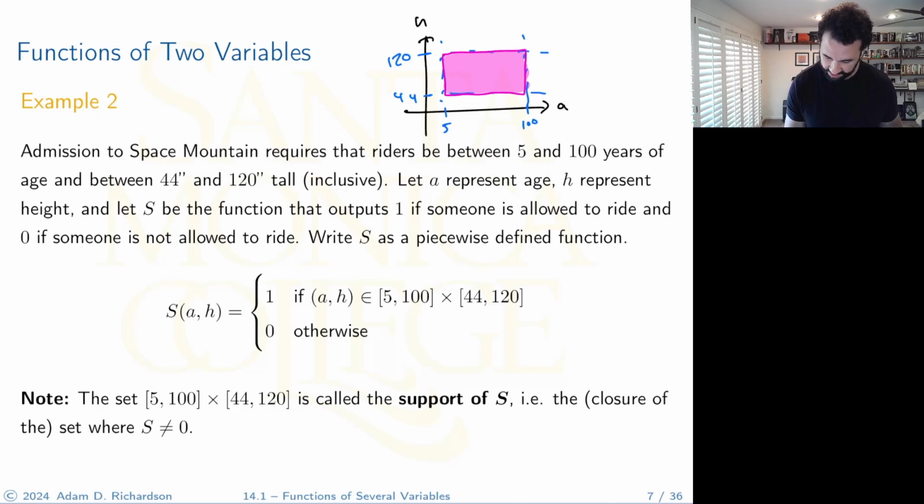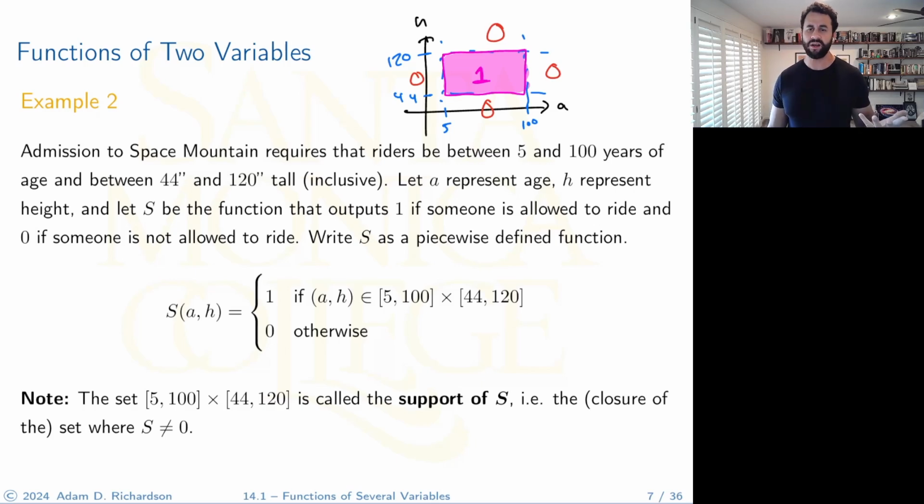I shouldn't say that, I apologize. Not the region on which our function is defined. Our function is actually defined on the entire plane R2, but on this pink region, this is exactly where the function will spit out the number 1. So this means, yes, you are allowed to ride Space Mountain. You're allowed to get on the ride, come on in, it'll be fun. Everywhere else is a 0. So everywhere else outside of that is just a big 0. That's what our function would spit out on those points, or on those regions, I should say.